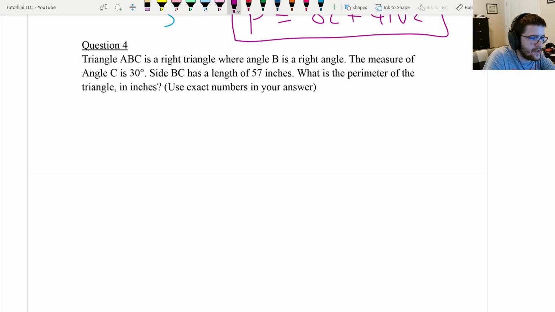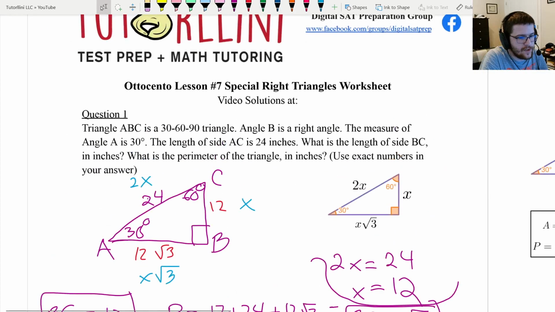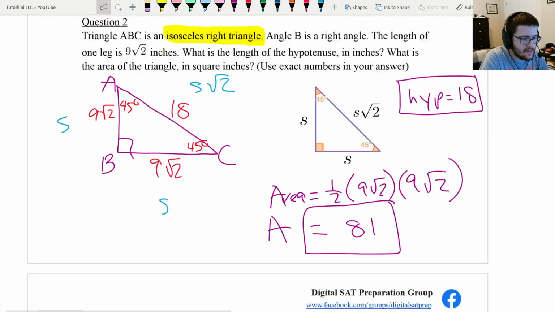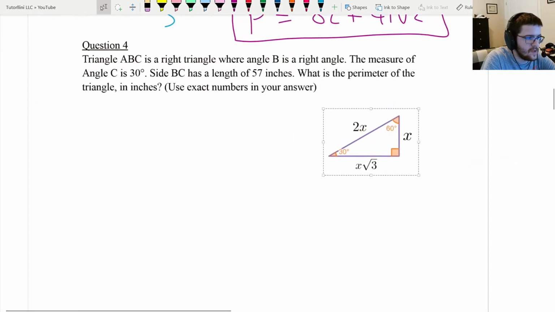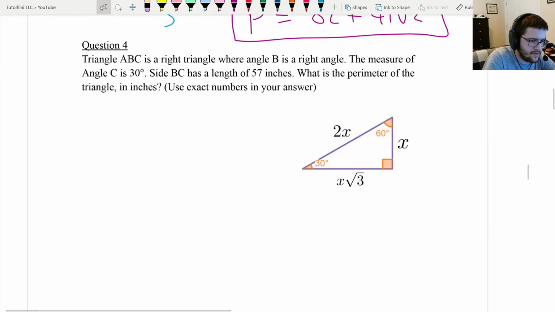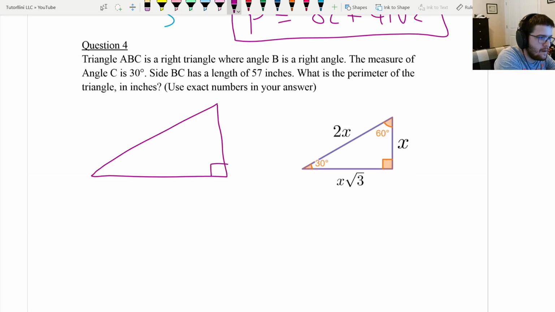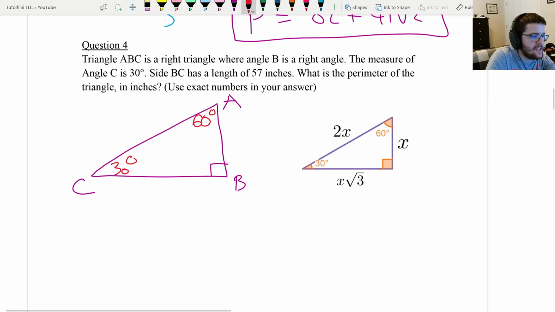Okay, so this, I see 30 degrees. So I'm already kind of thinking this could be a 30, 60, 90. So let's pull that down. Copy that down straight from our reference sheet. And I am now going to draw it. So one of the angles, angle C is 30. So I'm going to put C. Angle B is a right angle. Angle A, 90 minus 30 is 60, so this is a 30, 60, 90. And side BC has a length of 57, so let's put that, 57.